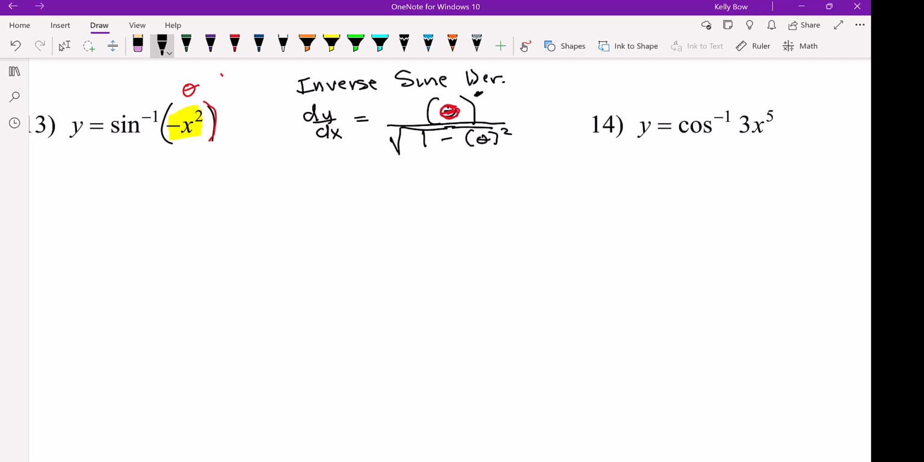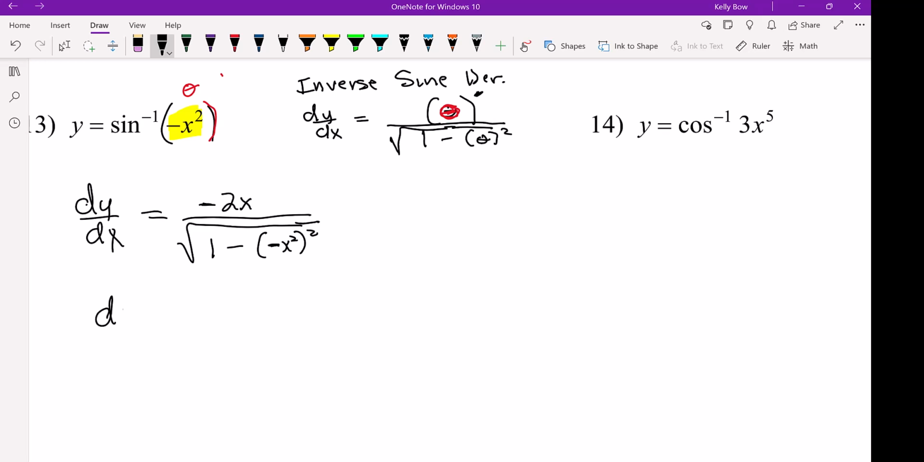That's the inverse sine derivative. So dy dx is equal, there's the theta. So it's the derivative of, so 2 times negative 1, that would be negative 2x to the first over the square root of 1 minus negative x squared, and then you simplify that further.